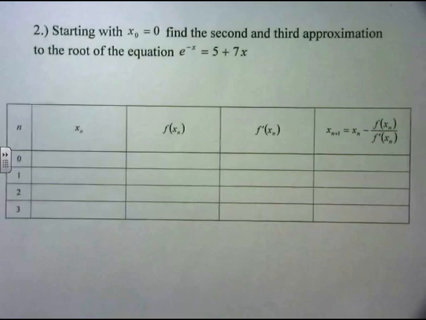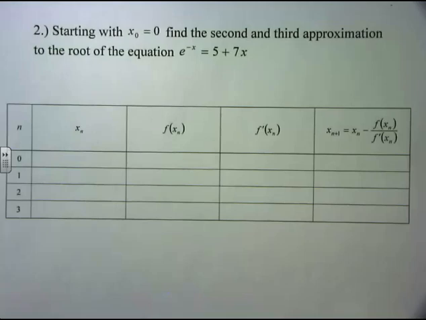All right. Starting with x0 equals 0, they always give you the initial guess, that way we're all starting out on the same foot. Find the second and third approximations to the root of the equation e to the negative x equals 5 plus 7x.